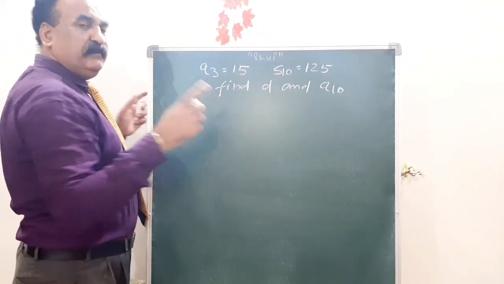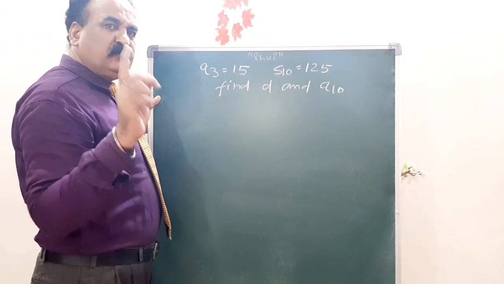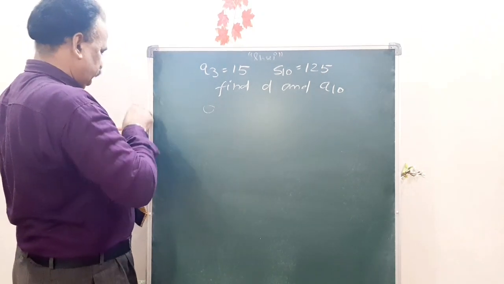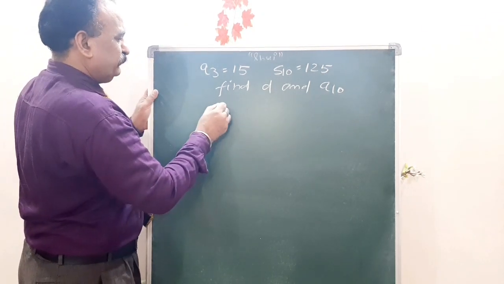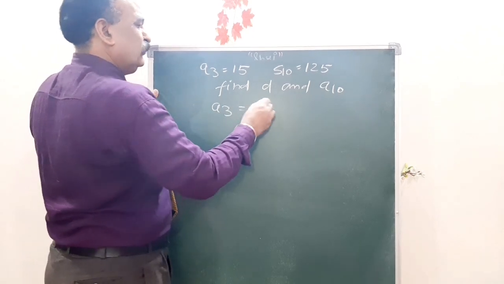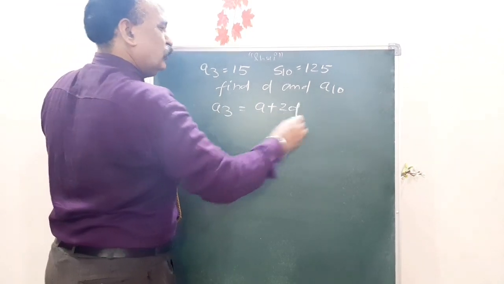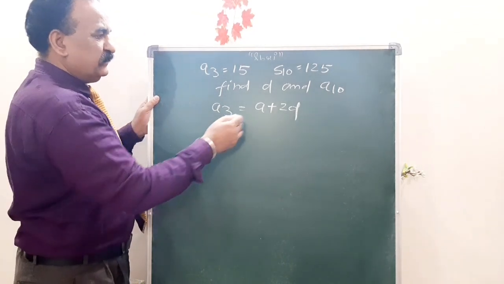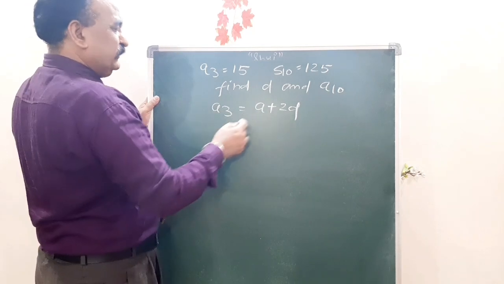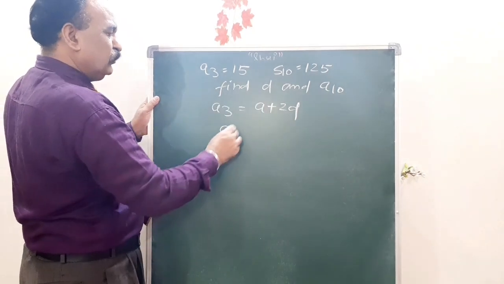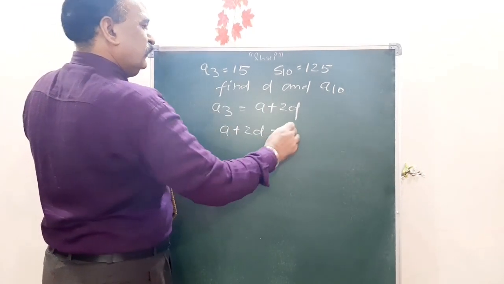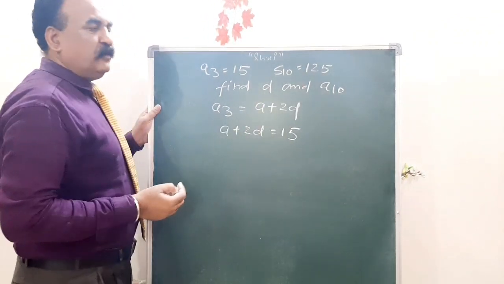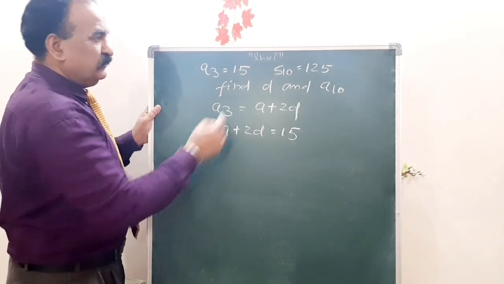A3 means you can apply the formula An is equal to A plus (n minus 1) into D. It means A3 is equal to A plus 2D, which is 15, given to you. So A plus 2D is equal to 15. And now the sum of 10 terms. The sum of 10 terms is 125.